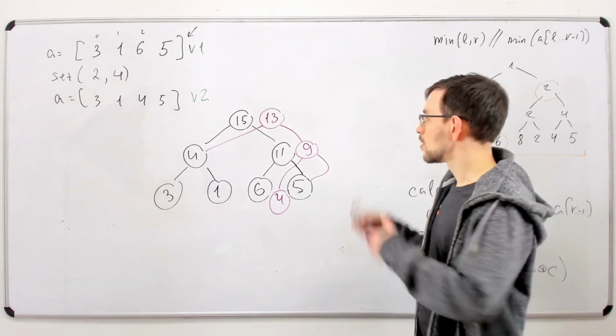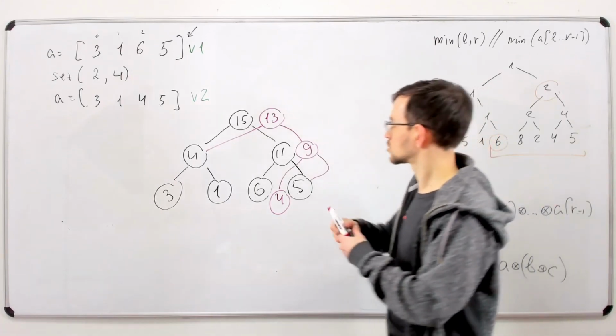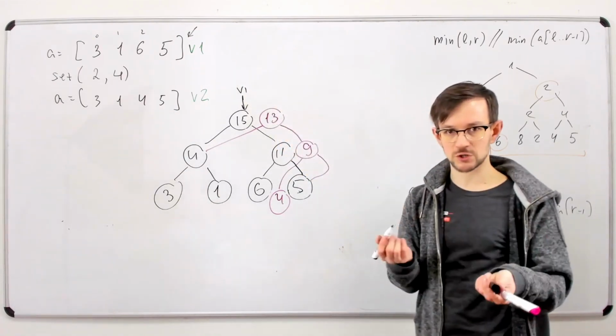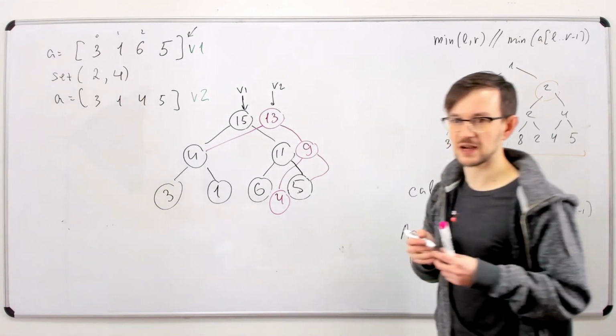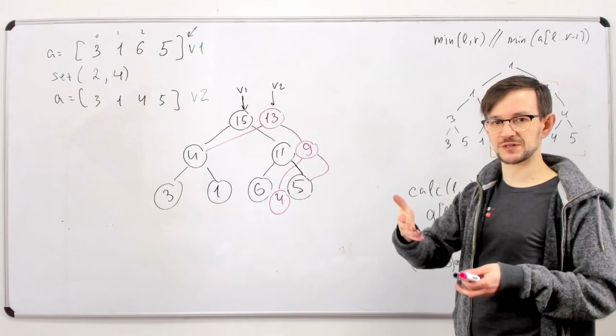That's all. Now, on this picture, there are two versions of the same tree at the same time. If you start from this root, you get the first version of this tree. If you start from this root, you have the second version of this tree. And you can access both these versions at the same time.